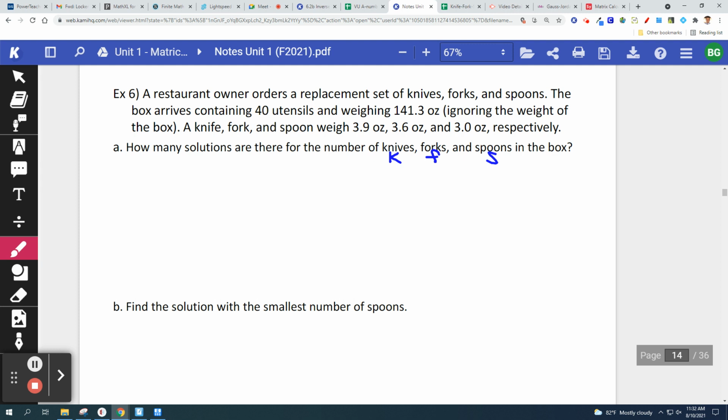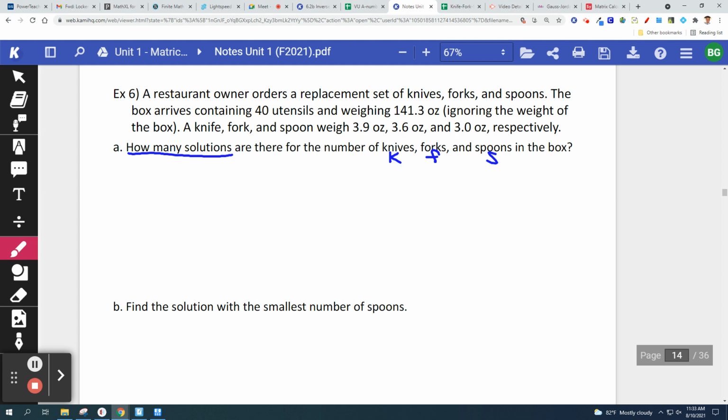What's weird about this question is it doesn't say how many knives, forks, and spoons. It says how many solutions are there. That hints that there's a twist to this problem. But anyway, let's just solve it and see where it takes us. After we identify the variables and know what we're finding, I would go back through and see if any equations jump out at us. We'll see a lot of repetitive patterns.